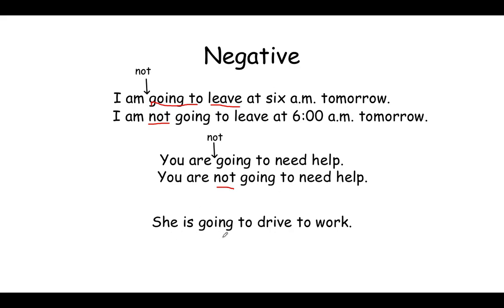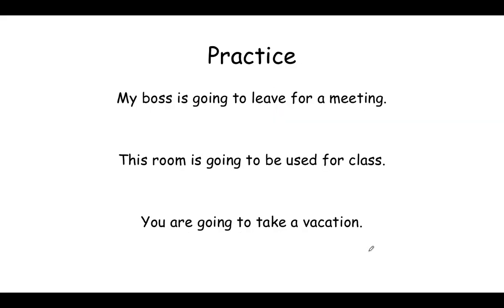She is going to drive to work. We just add not after the form of be and before going to. She is not going to drive to work. And that's how we use the negative.